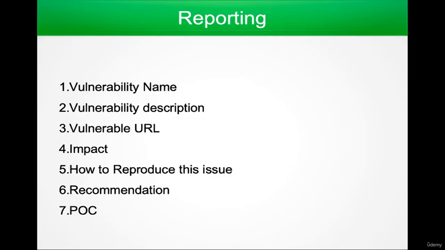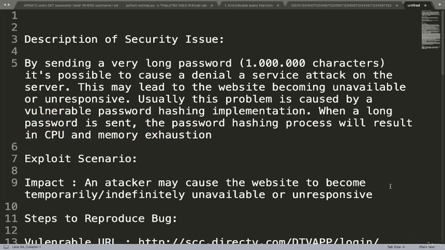Now I'm going to talk about reporting. So reporting consists of the vulnerability name, vulnerability description, vulnerable URL, and you can also mention the impact. And the big one is how to reproduce this issue, as well as you can also give a recommendation and then a proof of concept, the POC. So I have a report. I already reported this 2 years ago.